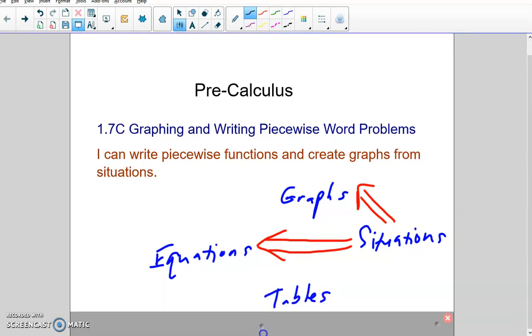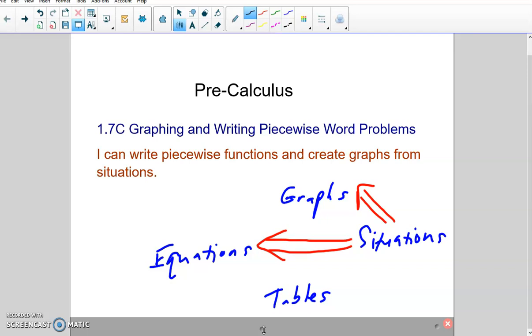So some of you may have seen or remember this from one of the earlier videos where I had 4 of these up there. So equations, graphs, situations, tables, different kinds of representations of the same thing. Now, in this video then, we are looking at piecewise functions, and we are taking situations and then turning those situations into a piecewise function with all the equations in there, or we're taking that situation and we're turning that into a graph. So those are the 2 things we're going to look at.